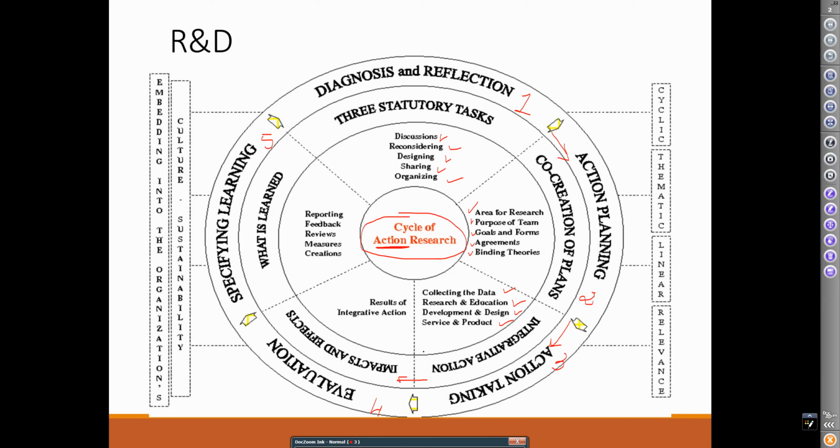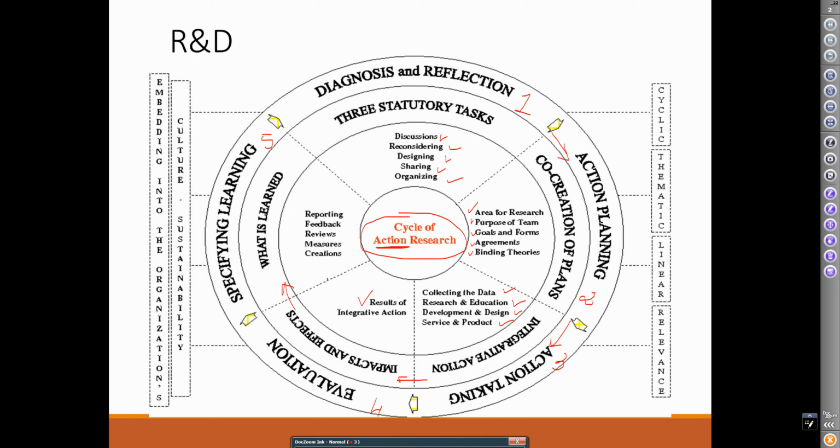So we have to check all the results, all the evaluations, results of the integrative action, what's going on, what kind of problems do we have, who may help us to solve these problems, with whom we should cooperate, whom we should extract from our business, from our project, and so on. After that, we move to the next step, step number 4, the specifying learning, what is learned.